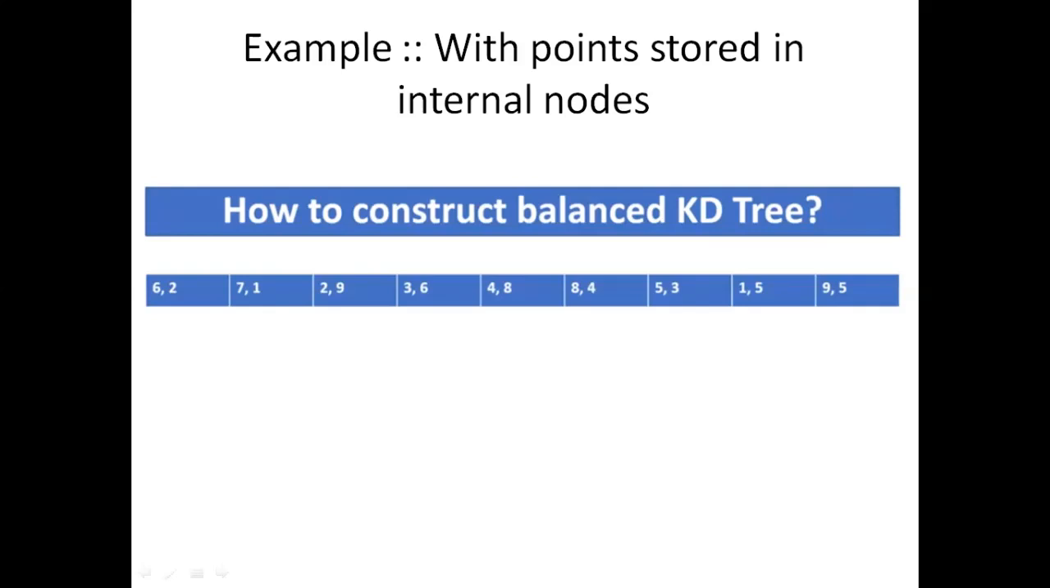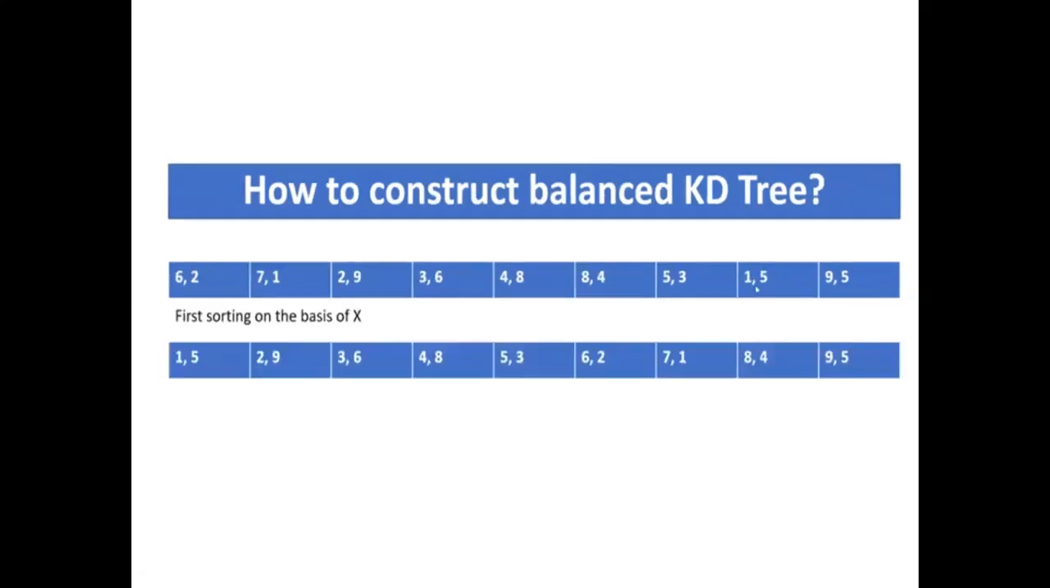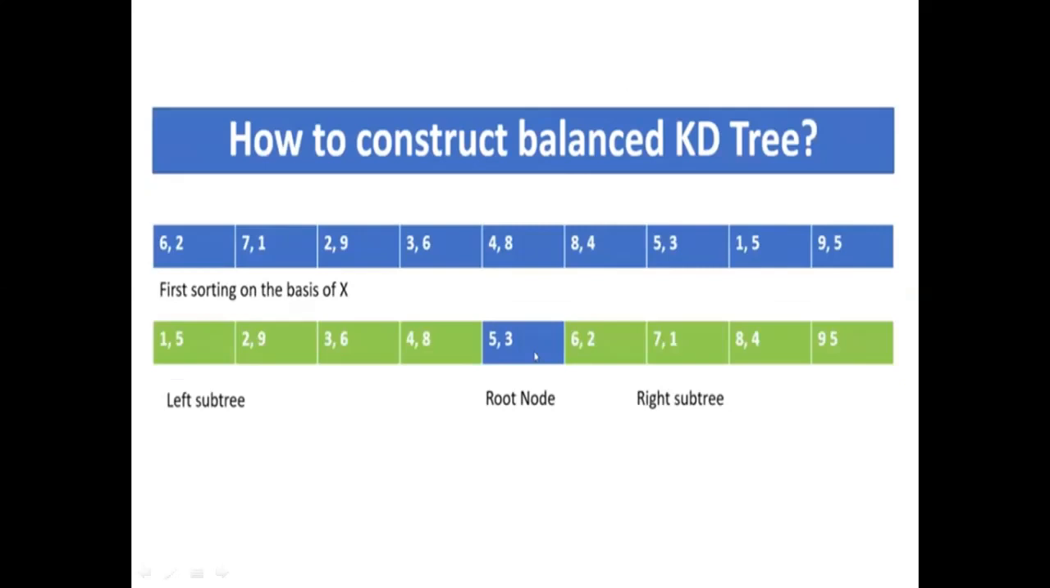So for splitting or partitioning the space on the basis of the x coordinate, first we have to identify the median. So let us first sort this list. After sorting on the basis of x coordinates, we get this modified list, and the median that we have is (5, 3). As you can see in the figure, (5, 3) becomes the root of this KD tree.